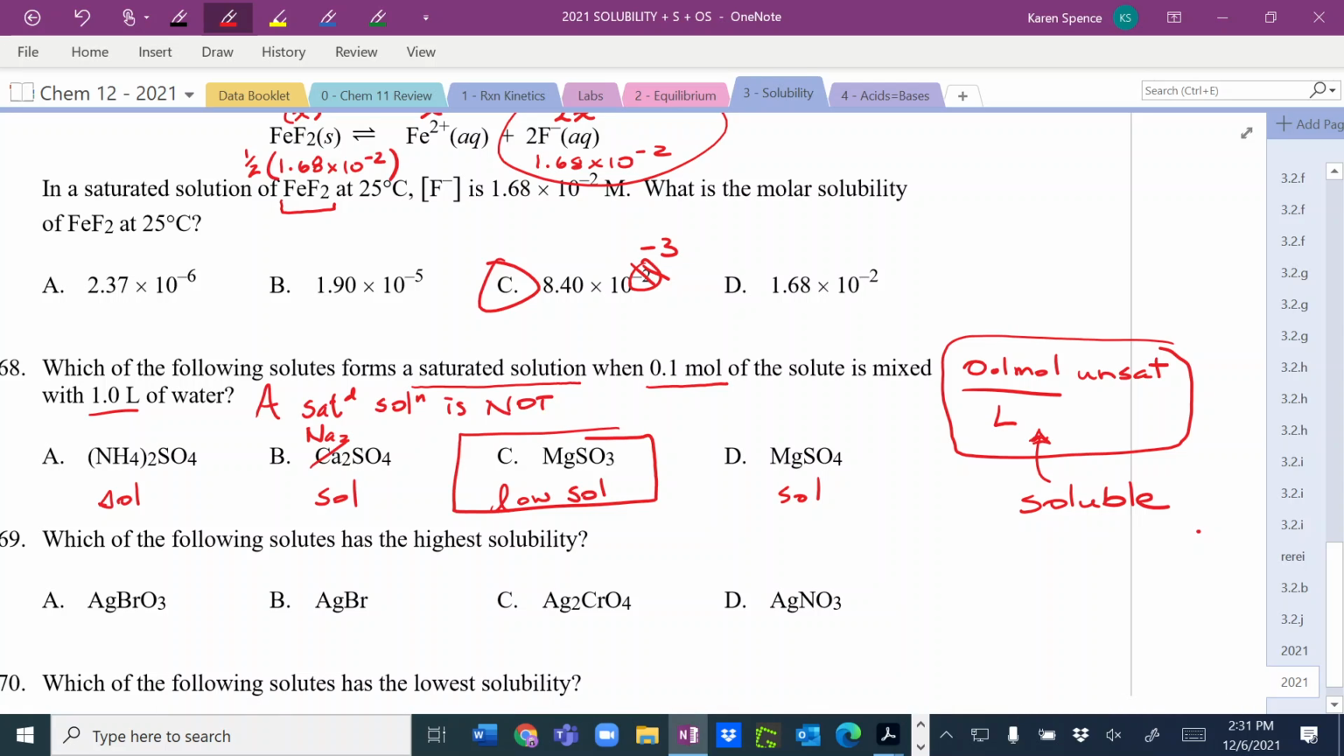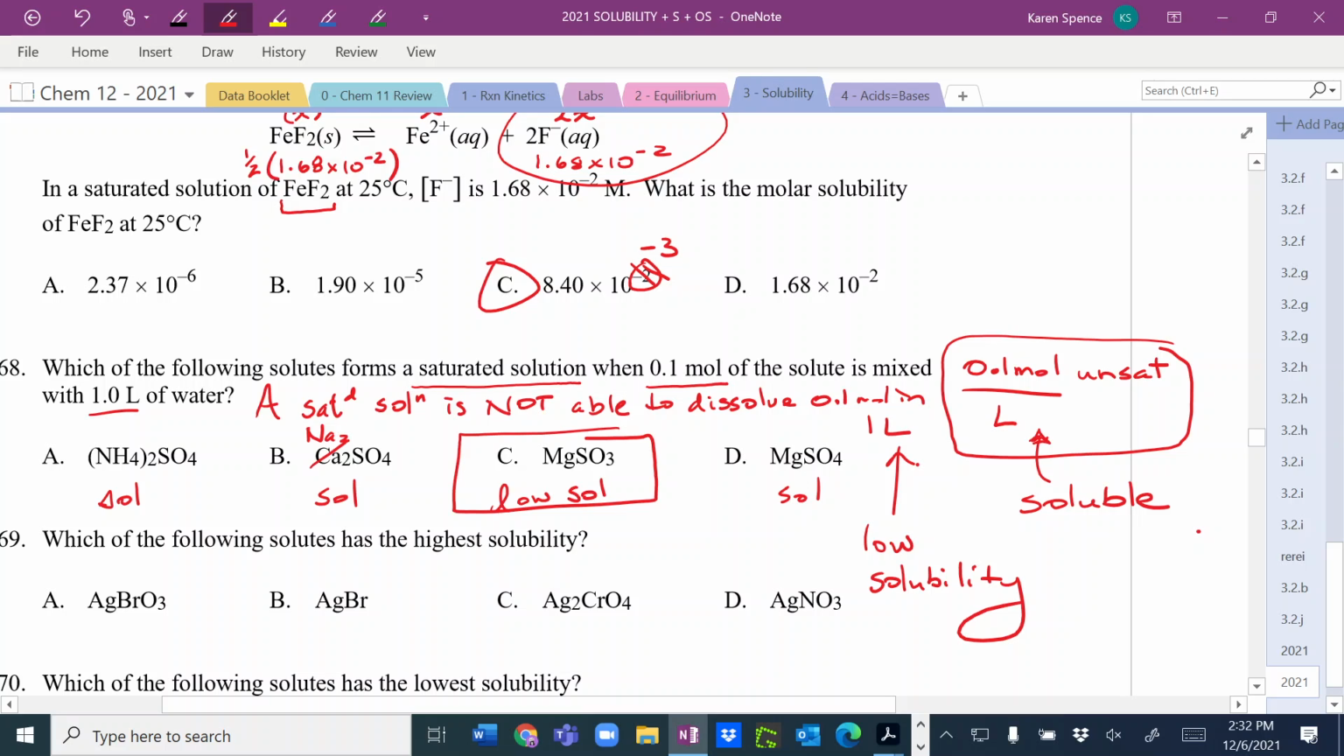So a saturated solution is not able to dissolve 0.1 moles in 1 liter. And that is low solubility. So B should be Na2SO4, not Ca2SO4. That makes a lot more sense. That's why the 2 is there.